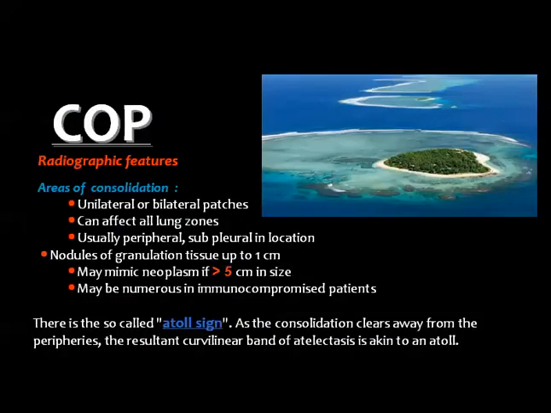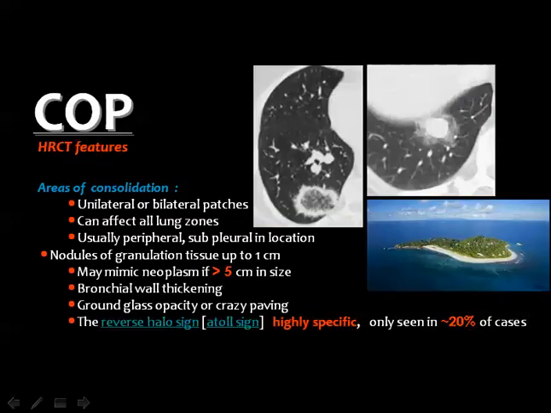Then this appearance, which is known as the atoll sign, is correlated with the opacities in the lung. What are these opacities in the lung? Here is the opacity in the lung, which is similar to this island, and you have ground glass veiling surrounded by an opacity. This is known as the reverse halo sign, because in the halo sign you have the opacity surrounded by ground glass, but in cryptogenic organizing pneumonia you have the ground glass surrounded by the opacity.